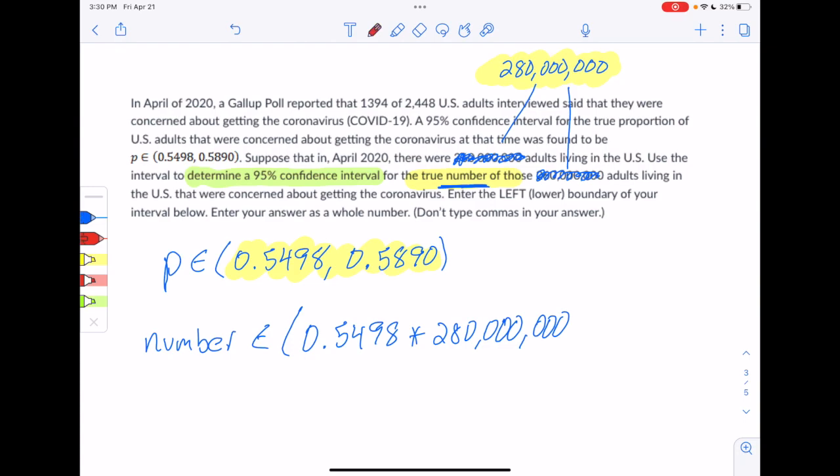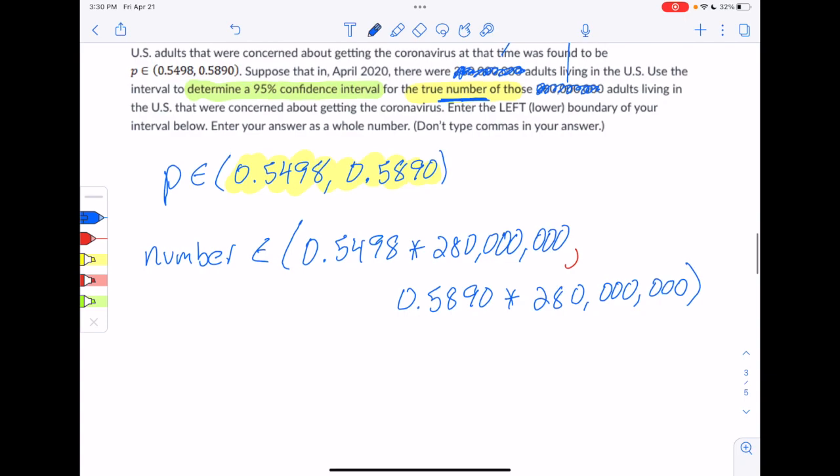A little confusing, all these commas here, so I'll do a red comma to separate our two numbers. But the other side would be the 0.5890 times 280 million. So to get the new interval, it's just two multiplications. The 280 million times the 0.5498 and then times the 0.5890. So those are pretty straightforward multiplications, so I'm just going to go ahead and do them for you.